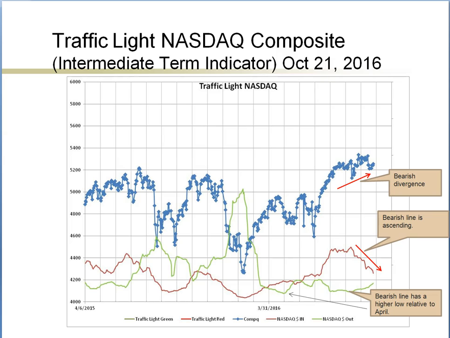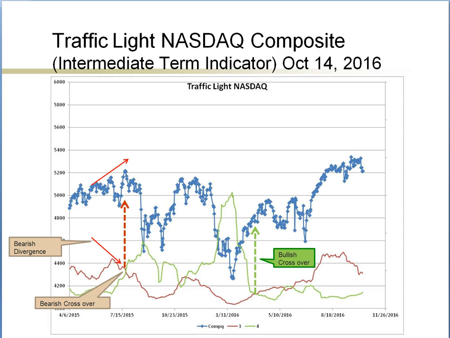Here's a close-up on the NASDAQ traffic light, and shown here, in addition to the bearish lines descending, there's a bearish divergence in NASDAQ. On top of that, we just noticed that the bearish line has a higher low. Basically, it's a more bearish sign. This is where it currently stands.